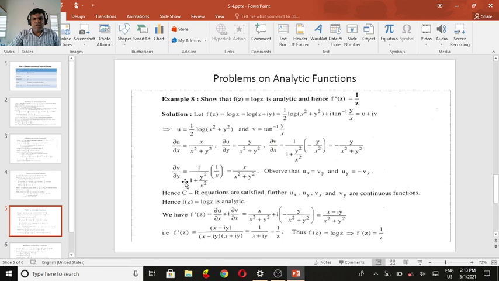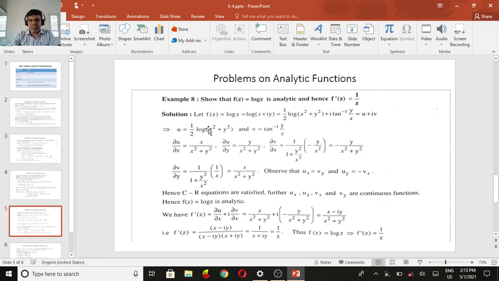Again, del v by del y. We differentiate with respect to y. 1 divided by 1 plus y square by x square. Again, derivative of y by x with respect to y is 1 by x. We get the derivative of this as 1 by x. Again, this gives x divided by x square plus y square.